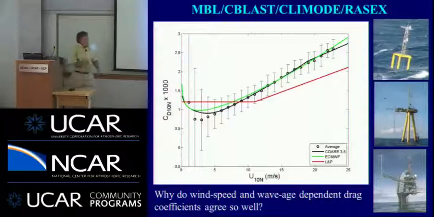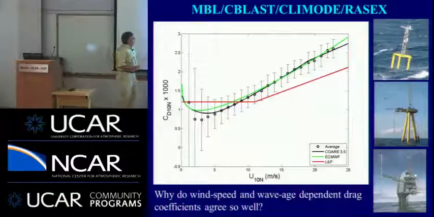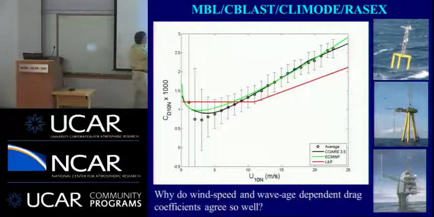So back to this. I wanted to make a point. This is more of a science. So here's my COARE 3.5 algorithm, and here's Large and Pond. I always show Large and Pond because I'm still trying to get people to perhaps stop using it, but they still use it. What's interesting about this plot is this green line.